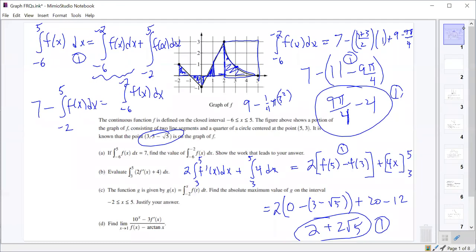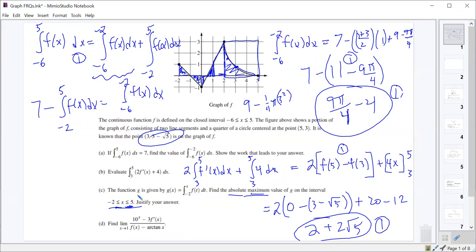Okay. Part C says we have some new function g. G is given by the integral from -2 to x of f of t dt. So we want to find the absolute maximum of g on the interval from -2 to 5. Note that this is a closed interval, so it's guaranteed to have an absolute max and an absolute min. We only need to find the max. And we also need to check the endpoints as well as any critical values of g.